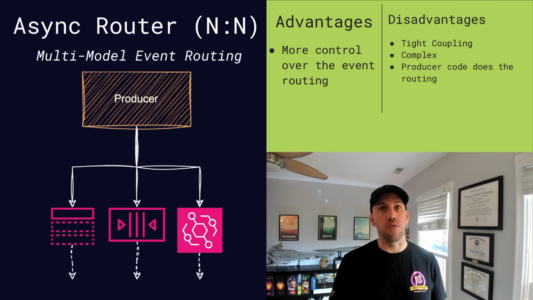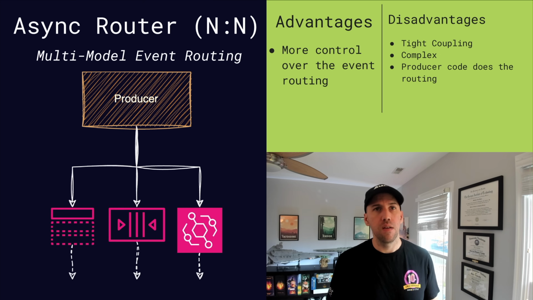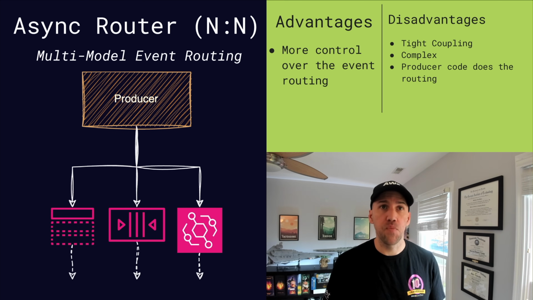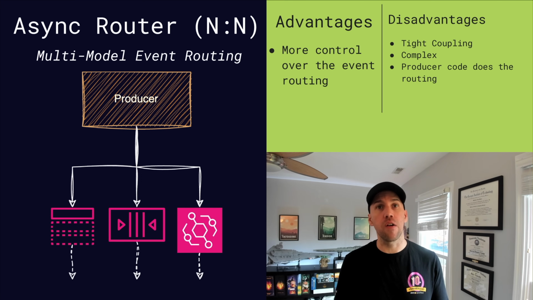Finally, we have the async router, a multi-model event routing approach. The architecture diagram here illustrates a producer that's not just emitting events, but also handling the routing logic. It routes events to the various response models we've been discussing based on its own internal business logic. A significant advantage of this model is the greater control it provides over the event routing. The producer directly manages where and how events are routed, allowing for specific event handling.